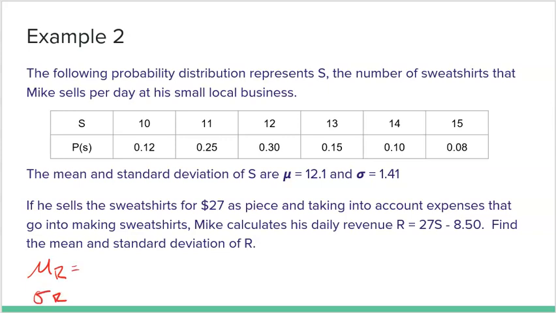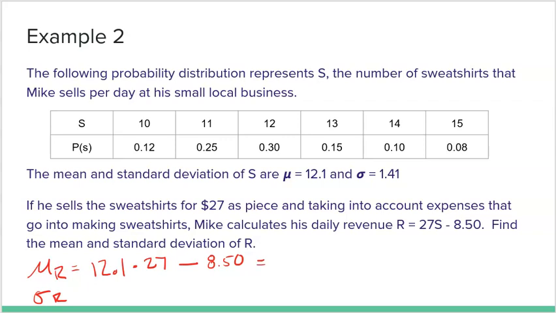Well, he's expected to sell 12.1 sweatshirts per day times $27 per sweatshirt. But then I got to subtract that $8.50 that does go into the daily expenses, paying the employees, keeping the electricity on, all that kind of stuff for his store. But that's just a subtraction of a constant.